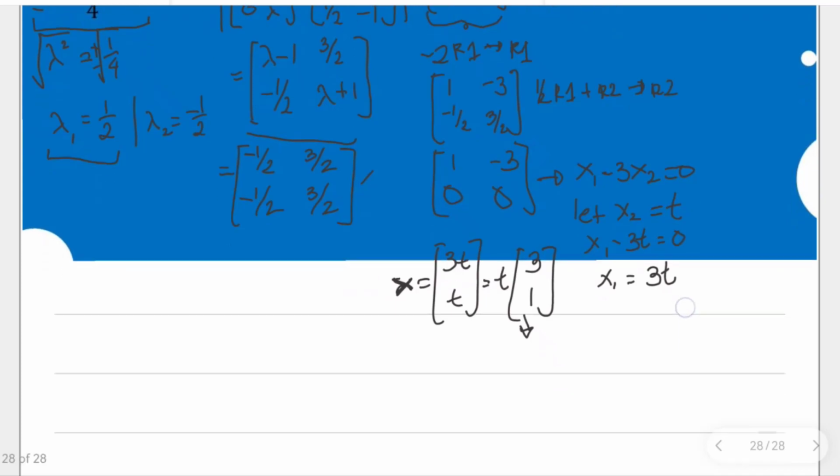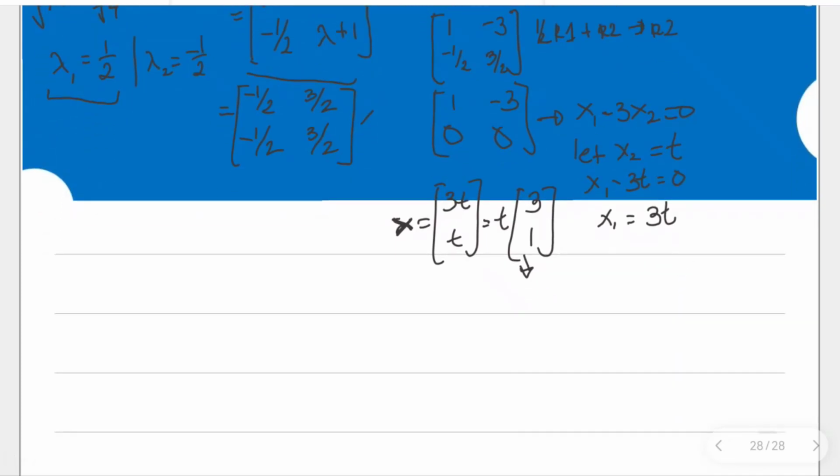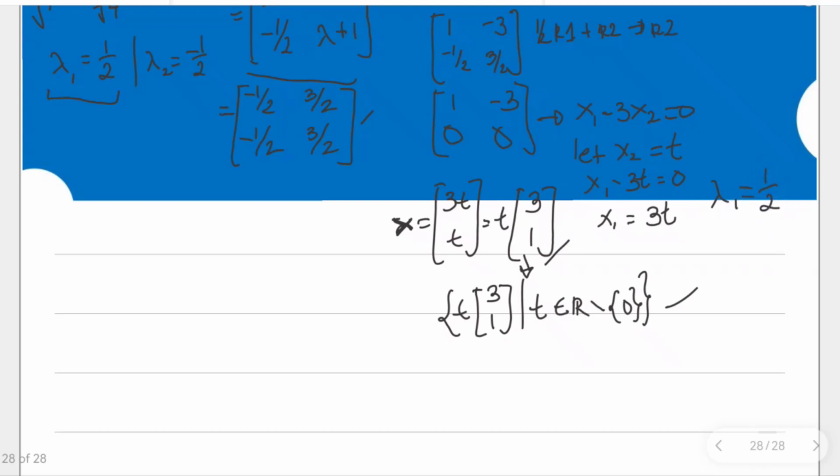We can also represent this entire set, because the set containing all eigenvectors of a specific eigenvalue we call the eigenspace. Simply copy that: t times (3, 1), such that t is an element of R but not an element of the set containing 0, or in short, t is not 0. This is now the eigenspace containing all the eigenvectors of your eigenvalue, which is 1/2. Okay, so we are done with the first set.